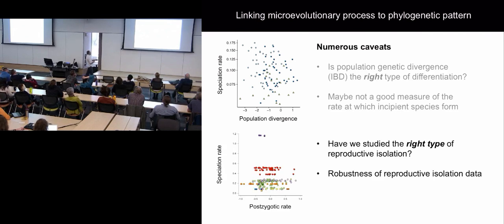In terms of the reproductive isolation stuff, we could ask, did we study the right type of reproductive isolation? Maybe if we studied a different type, we would get a different result. And how robust are those reproductive isolation data? Do we even have the power to really robustly estimate those parameters? So there's a lot of things to be said on that.